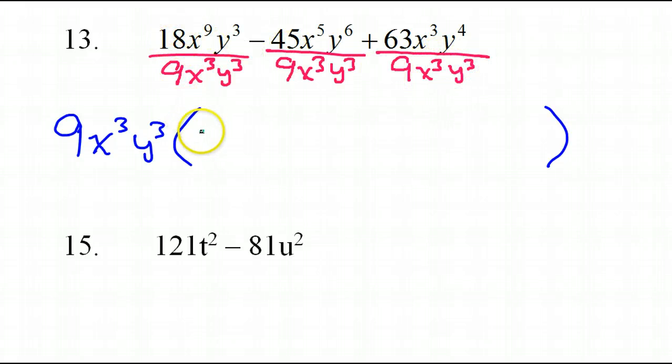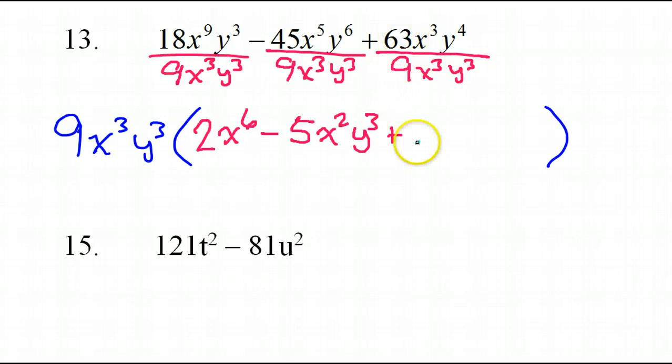Okay, 18 divided by 9 is 2. These 3 x's will cancel out 3 of these x's, leaving 6. These y's will cancel out completely. 45 divided by 9 is 5. These 3 x's will cancel out 3 of these x's, leaving 2. These 3 y's will cancel out 3 of these y's, leaving 3.